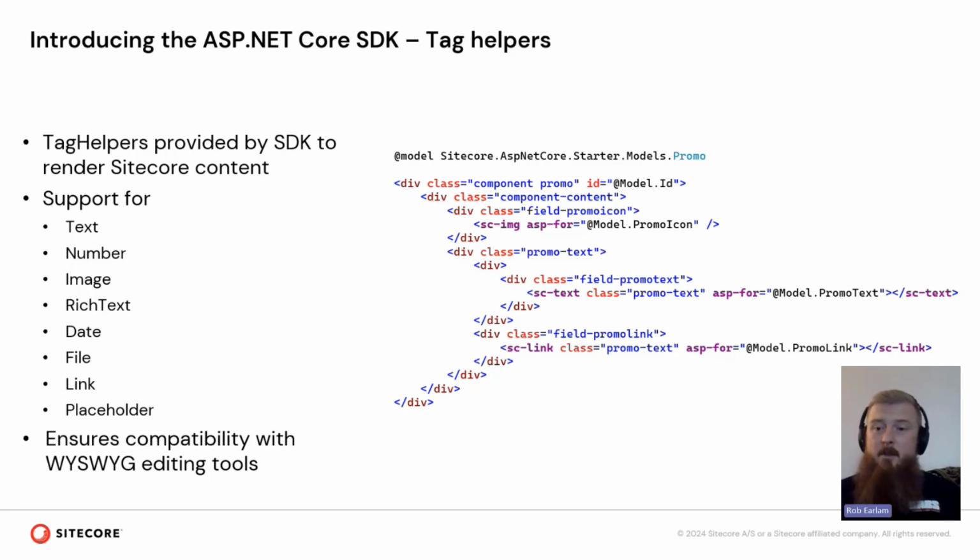Below that, you can see the markup that renders out this model. And you can see we have the tag helpers being used there. First up is the SC image for the promo image.